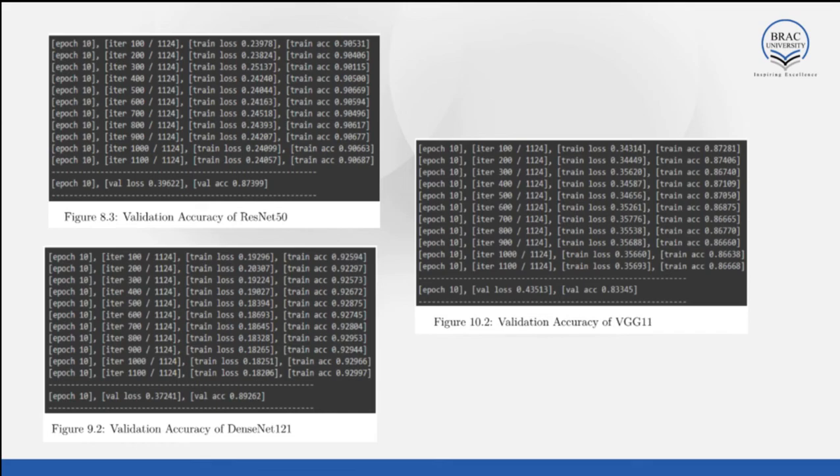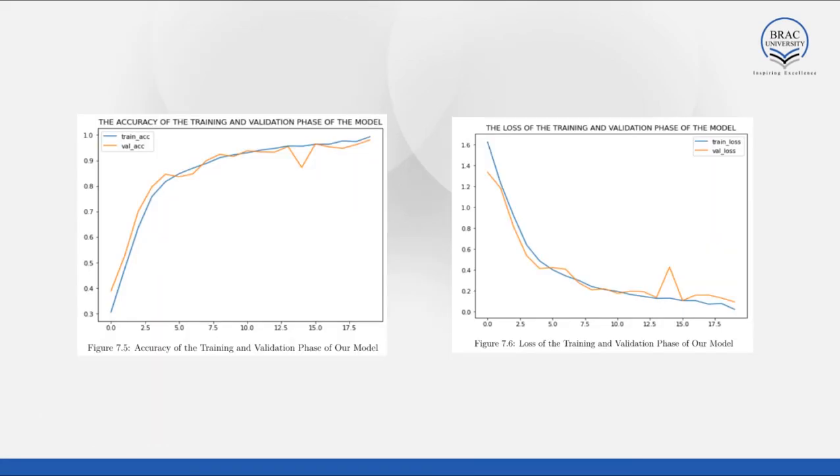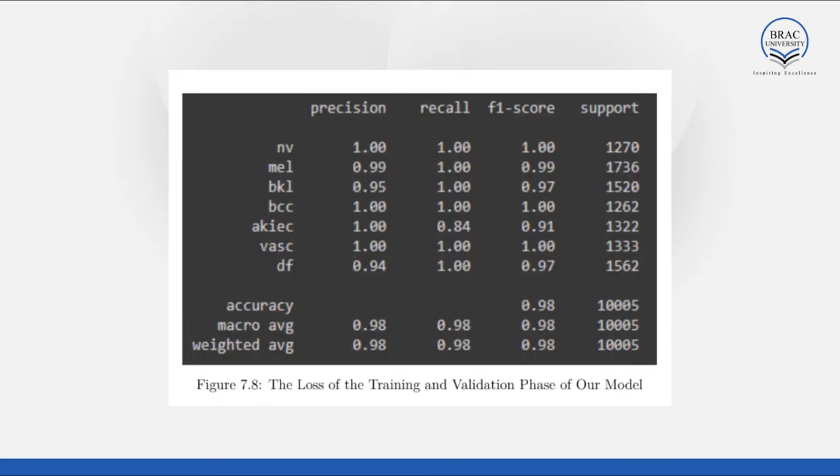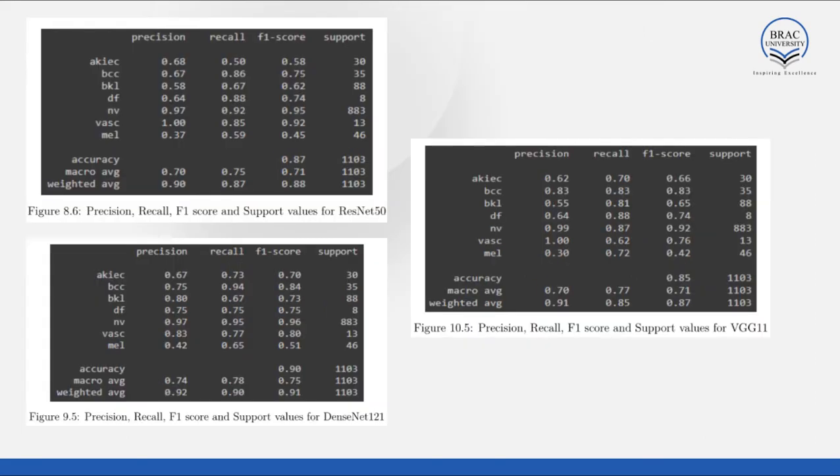If we look at the accuracy in the training and validation phase of the models, we can see that our model yielded pretty accurate results compared to the other three CNN models. Lastly, if we take a look at the F1 scores of the models, we can see that our model has been given an F1 score of 0.98, whereas the other models were given 0.88, 0.91, and 0.87 respectively. Other metrics are presented in our paper.